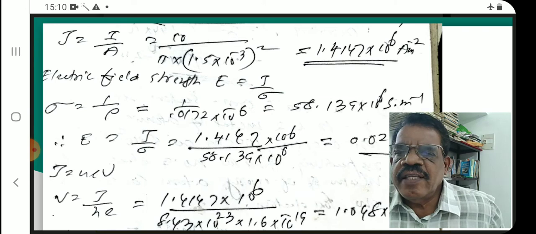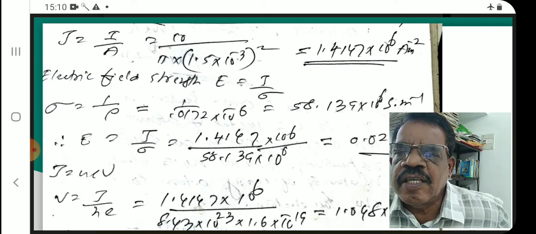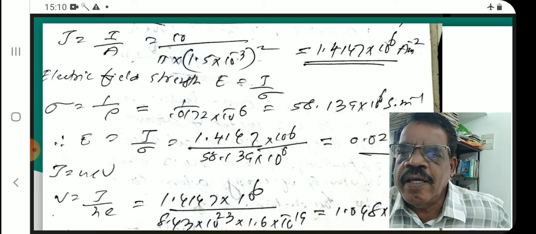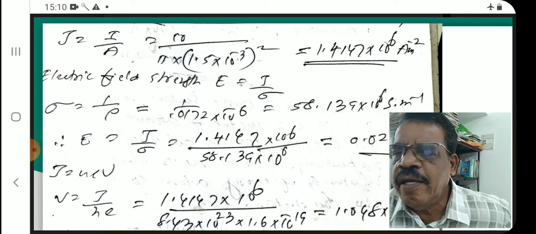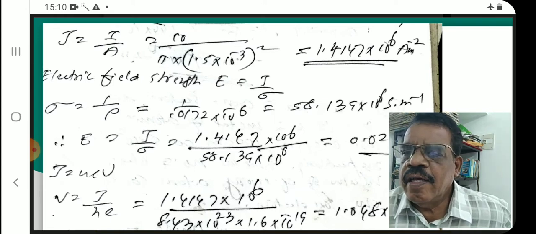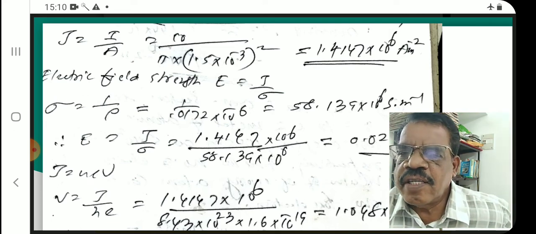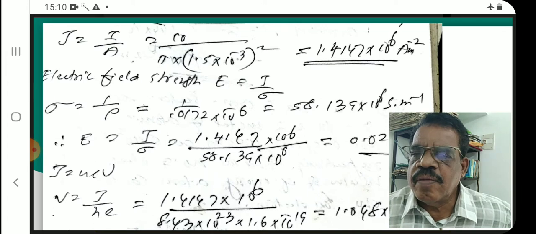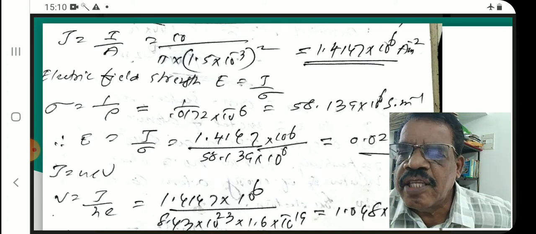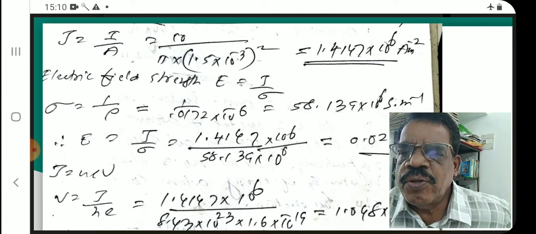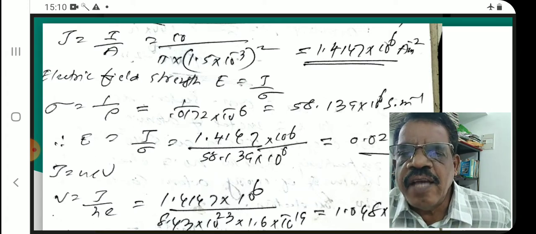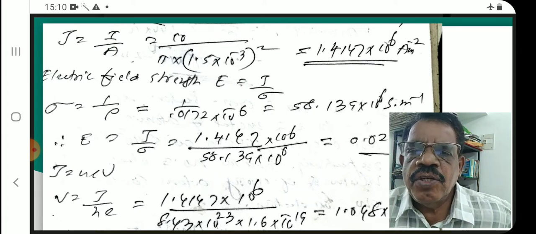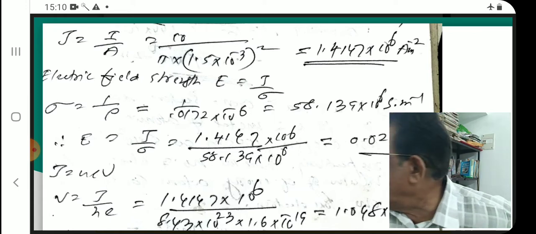Electric field strength is J by sigma. We apply the point form of Ohm's law. J is sigma E. And also sigma is 1 by rho, where rho is the resistivity. So we can find sigma using 1 by rho, that is 1 by 0.0172 into 10 raised to minus 6. That is equal to 58.139 into 10 raised to 6 Siemens meter raised to minus 1.